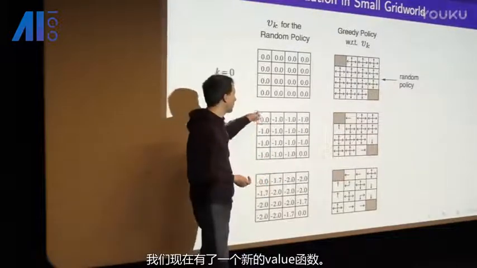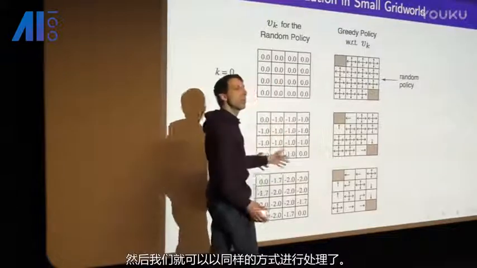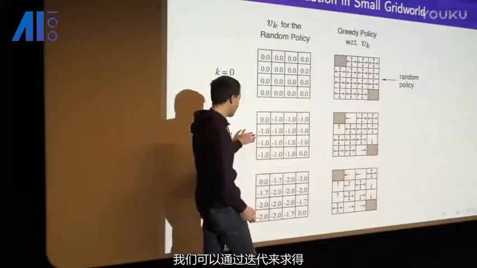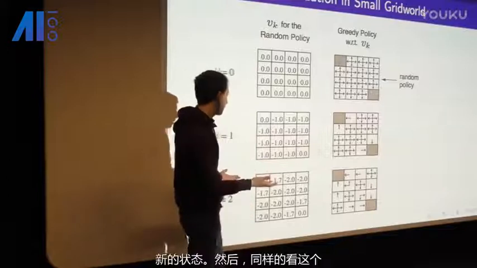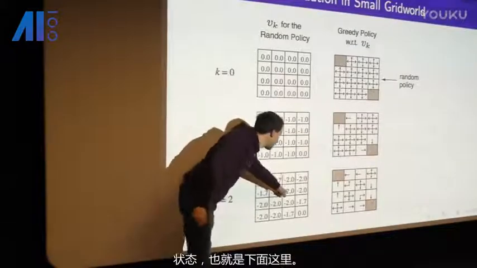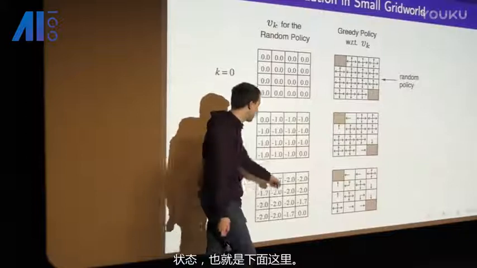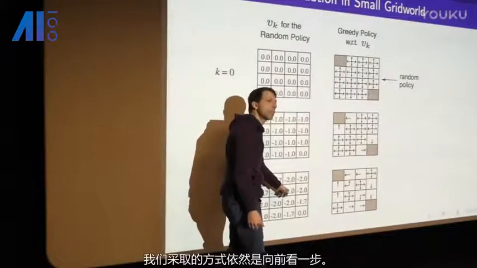Now we have a new value function. We're going to iterate. We're going to apply the same process again, iterating to consider some new states. So again, let's consider that same state down here.